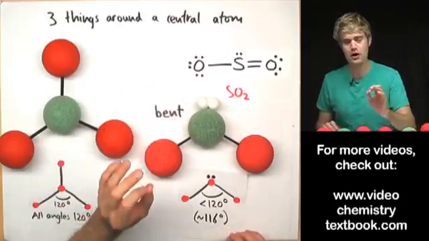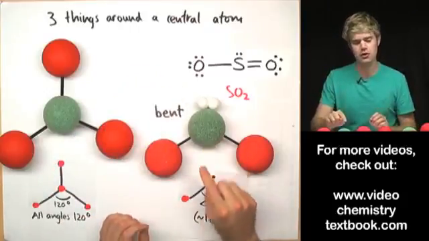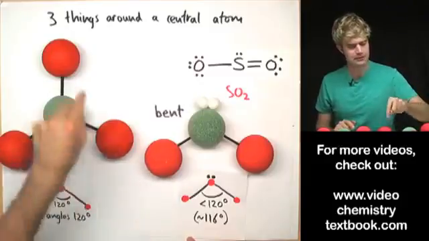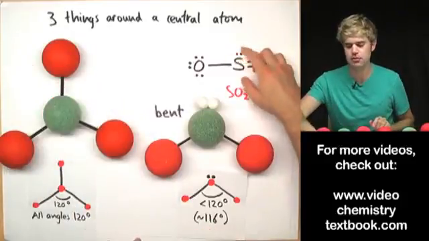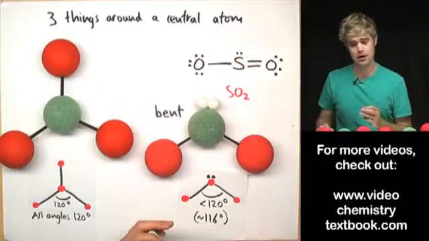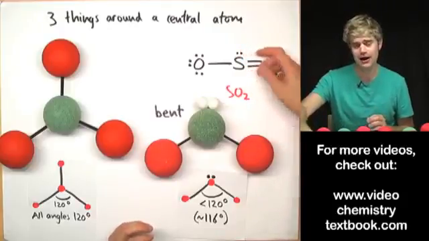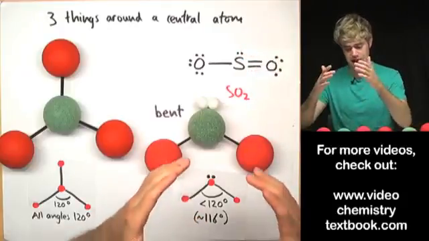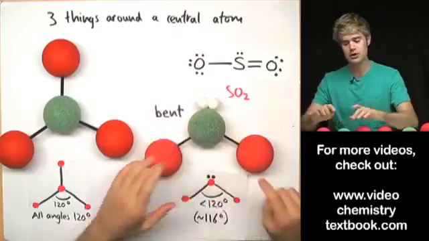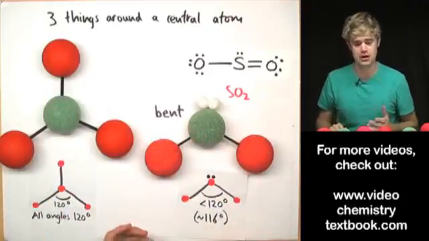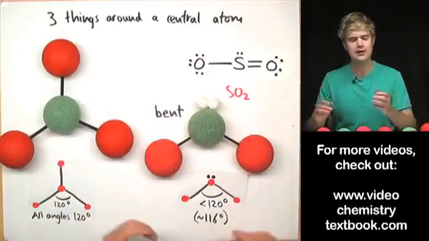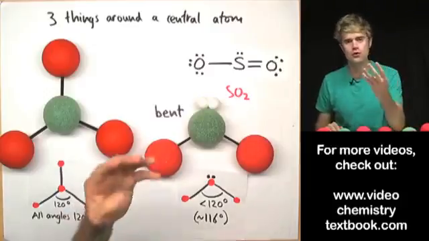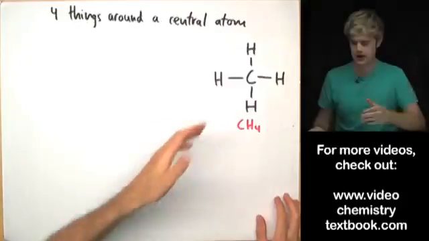But here's the point. We get the bent molecule when one of these 3 atoms from the trigonal planar is replaced by a lone electron pair. So always keep your eye on these lone electron pairs because they have a very significant impact on the shape that a molecule is going to end up having. Now let's move on to some molecules that have 4 things around the central atom.